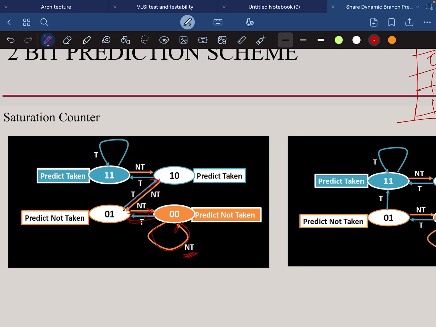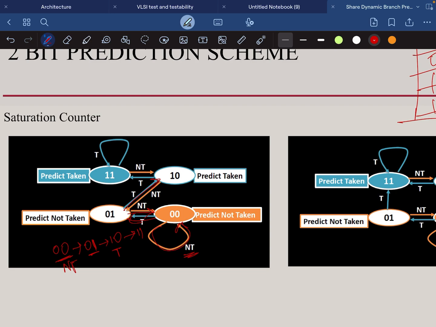This is called a saturation counter because 00 indicates that the predicted outcome is not taken, but if the actual outcome is taken, it goes to 01. 01 indicates it should not be taken, and if the actual outcome is taken, it goes to 10. In 10, the predicted outcome is taken, and if the actual outcome is again taken, it goes to 11. So it goes from 00 to 01, to 10, to 11, and in the 11 state it stays at 11. So it is called a saturation counter. Likewise, if it is not taken, it goes from 11 to 10 to 01 and 00, so it acts as an up-down counter. This is one approach for the 2-bit prediction scheme.